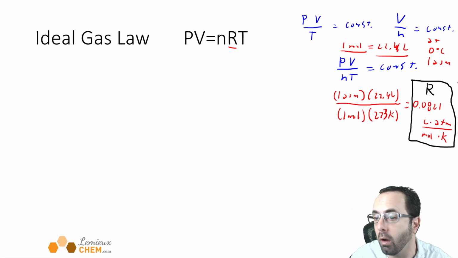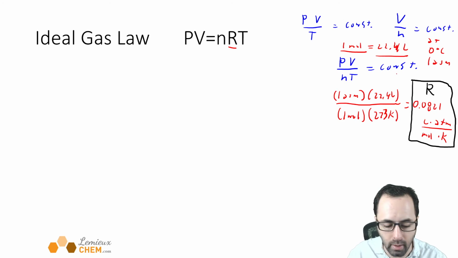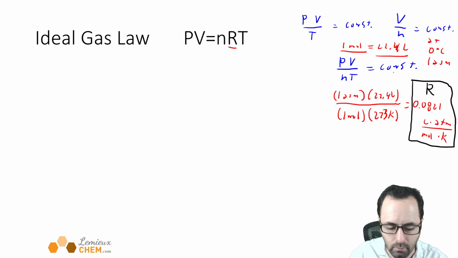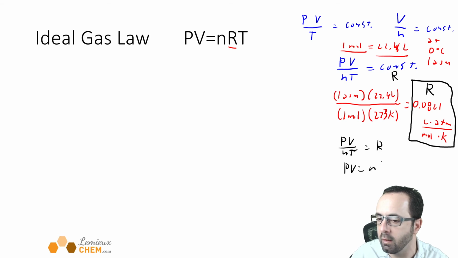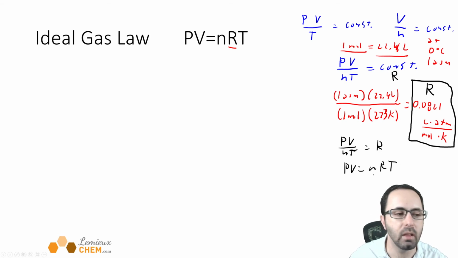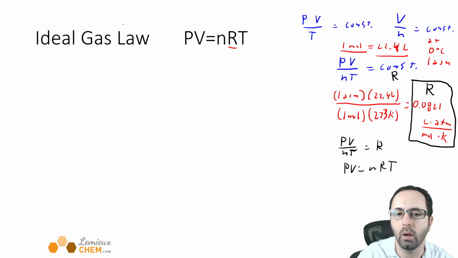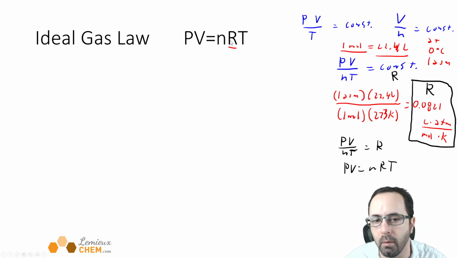So now we've called this constant, we're calling it R now. So overall, we've got PV over NT equals R. And if we multiply both sides by NT, we get PV equals nRT. PV equals nRT. That's this equation right here, the ideal gas law.